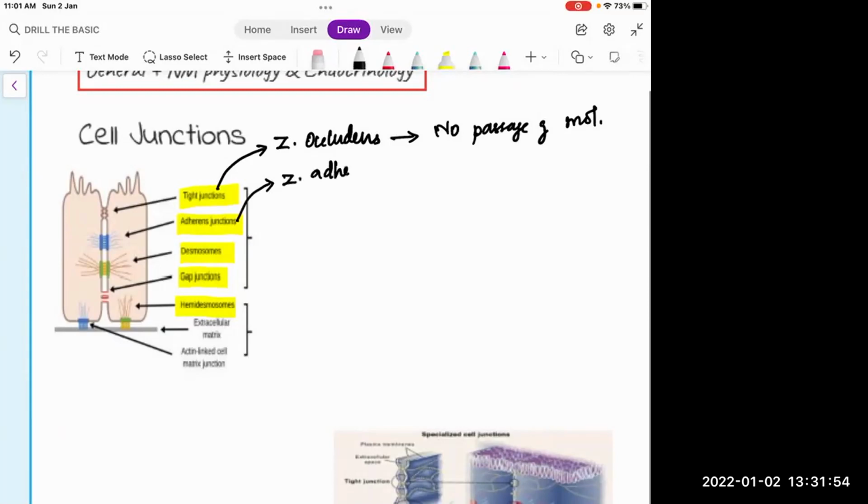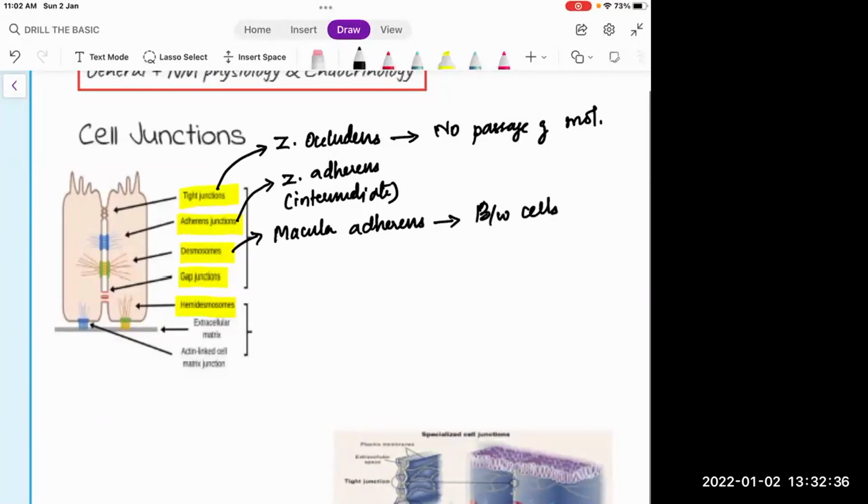They are also called as zonula adherens, which is the intermediate junction. Okay, this tight junction is present at the top of the cell, and then below the tight junction you will have the zonula adherens. They are the intermediate junctions, and next, followed by the intermediate junctions, you have the desmosomes, also called as macula adherens. Okay, so this macula adherens functions as the junction between the cells.